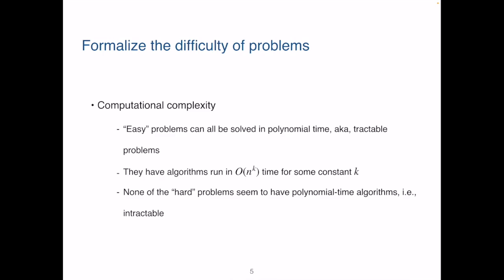It means that their complexity is in big O of n to the power of k, where k is a constant. Not all problems can be solved in polynomial time. So we say a problem is hard when we could not find a polynomial time algorithm to solve it. We're either not smart enough to find a fast algorithm, or such an algorithm doesn't exist.